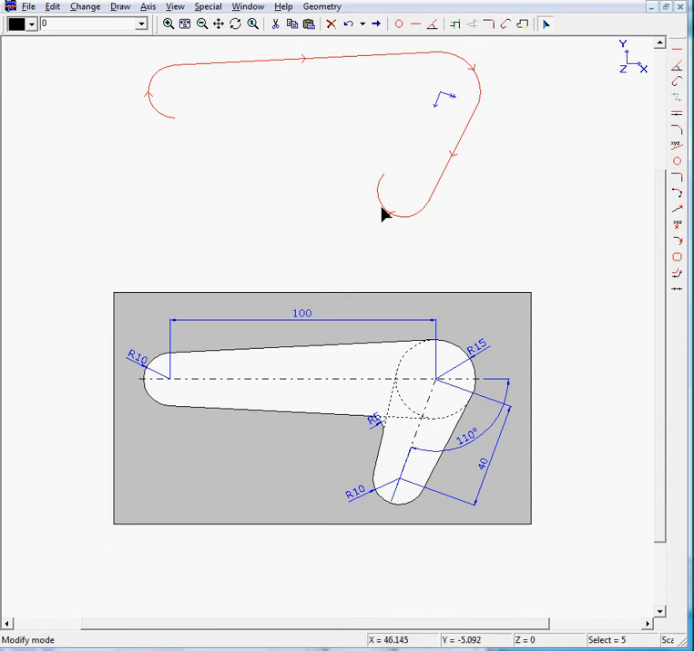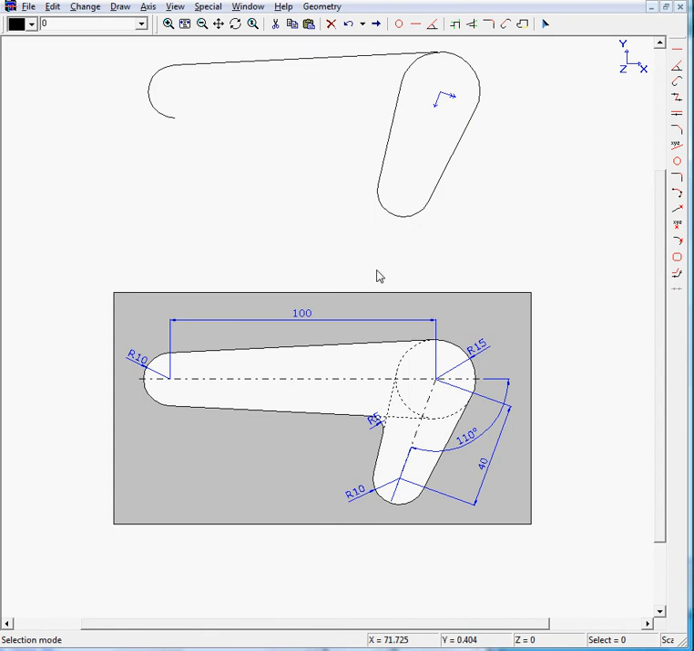If you look at the drawing, this line over here is defined as being the tangent line between this arc and that arc. So we'll deselect all elements, select this arc and this arc, and we'll define the tangent line. So there's a tangent line.